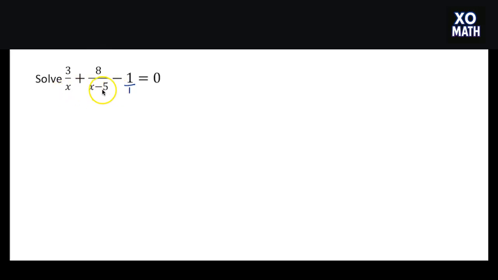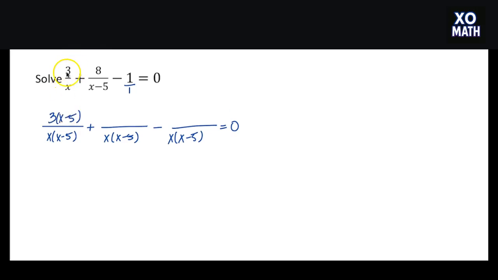So I'm going to have to rewrite each of these quantities with the denominator of x times x minus 5. All right, and that's going to equal 0. So here, 3 over x, well, there was already an x on the bottom. So if I put an x minus 5 on the bottom, I have to balance it by putting an x minus 5 in the numerator. And there was already a 3 up there, so that has to stay.